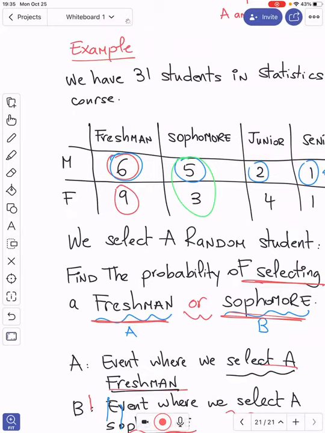Any guess, guys? So the number of students who are sophomore and male at the same time. It's five, right? So as you can see here, this number five right here means we have five male sophomore students. So that's the number of students who are male and sophomore at the same time, right? We do have five students, male and sophomore. So that's five.